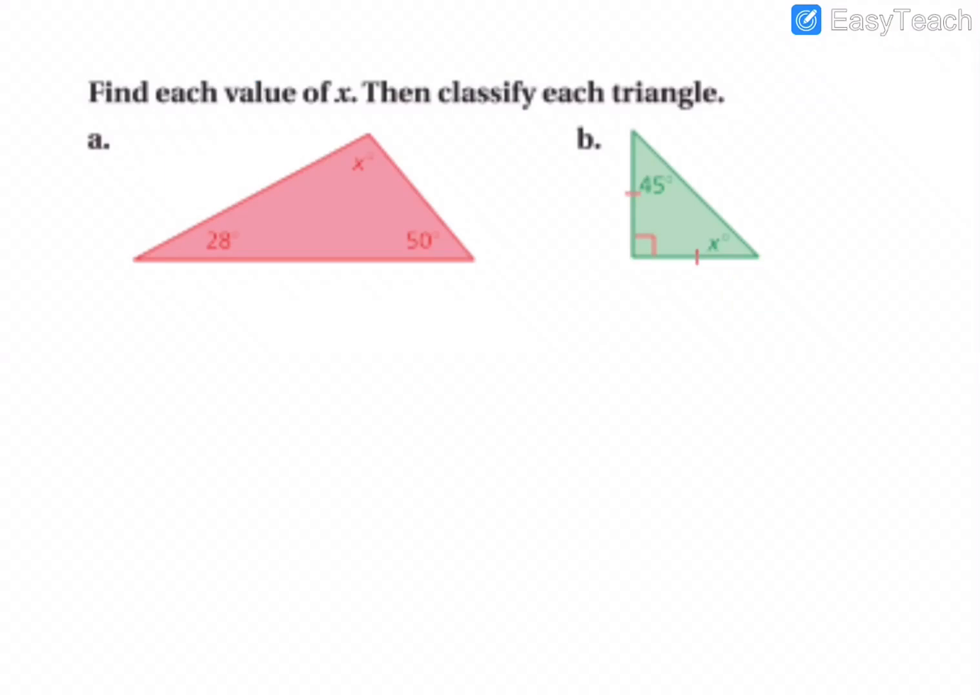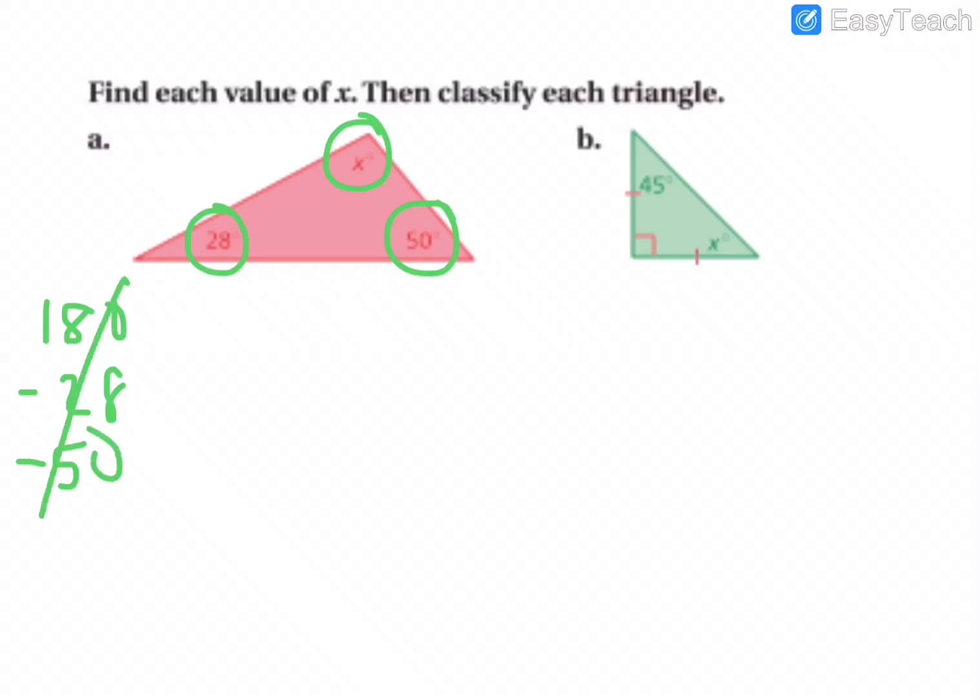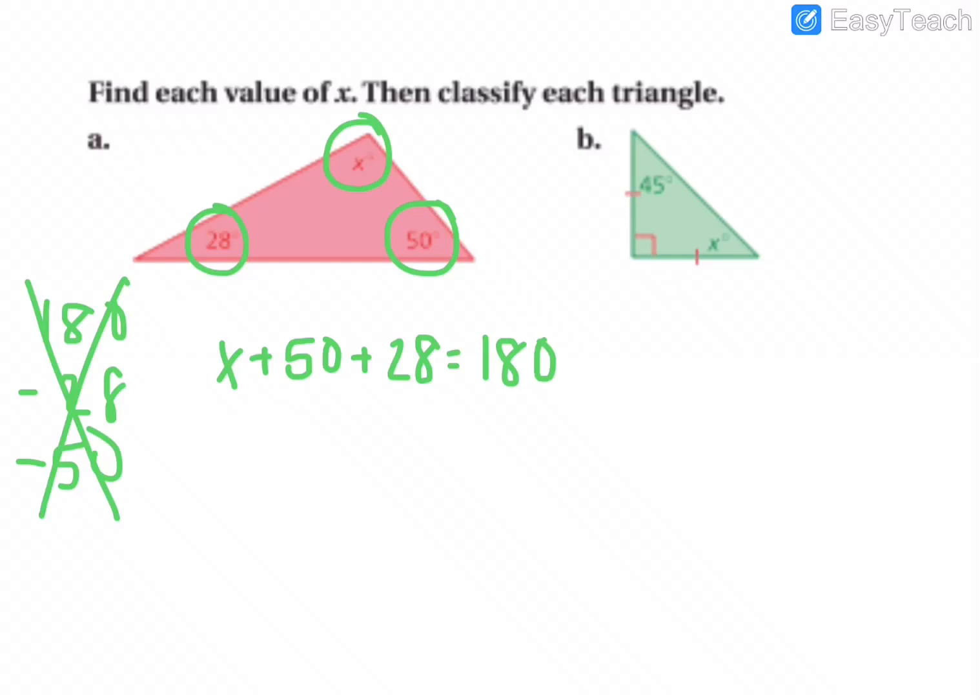Okay, so here we go on our first examples. We know that this triangle has a 28-degree angle and a 50-degree angle, and we're trying to figure out what X is. You may be tempted to just say, okay, what's 180 minus 28 minus 50? Don't do it that way. Set up an equation. We have X angle, we have 50 degrees, and we have 28 degrees, and we know that that equals 180. So we're going to simplify by adding those together. It's going to give us 78, and then we're simply going to subtract.